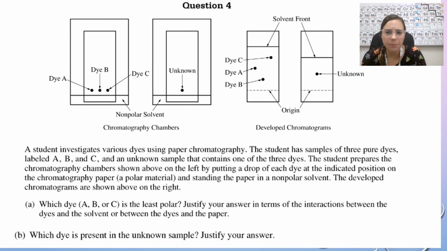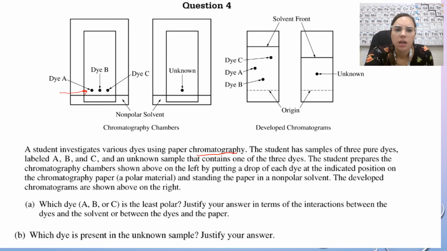So here's an example AP question on chromatography. We see it's on paper chromatography, and they're looking at dyes. So the student has a sample of 3 different dyes, A, B, and C, and an unknown sample that contains one of the 3. The student prepares the chromatography chambers shown above. They put a drop of each of them at the indicated position, so right here. So first of all, when we're doing chromatography, obviously we need to start everything at the same spot. That's got to be a constant if we're comparing different materials.